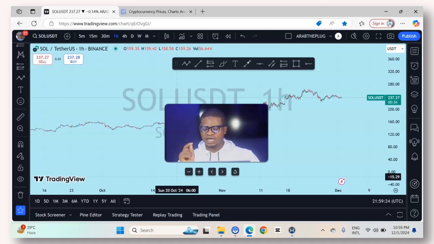So support and resistance is more like a psychological area on the chart. It's never a straight line. It is more of a psychological area on the chart where price has reacted in the past and is likely going to react in the future.